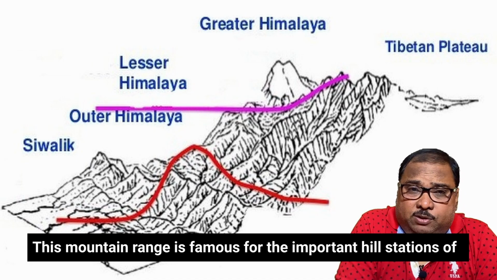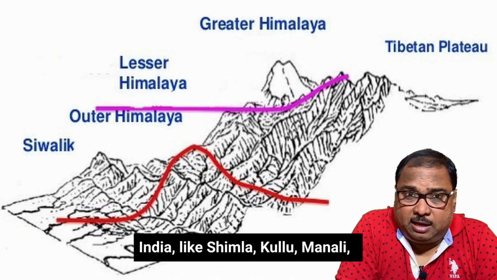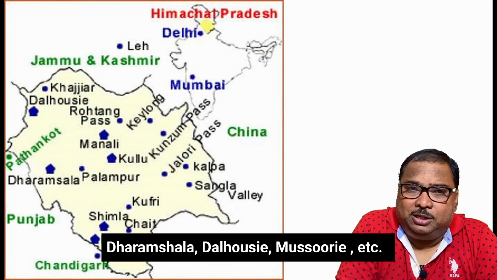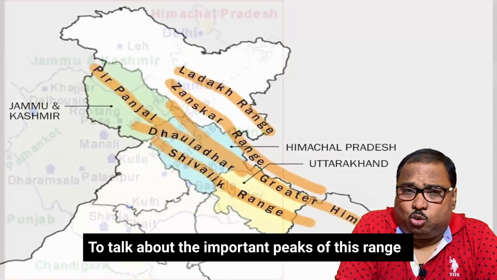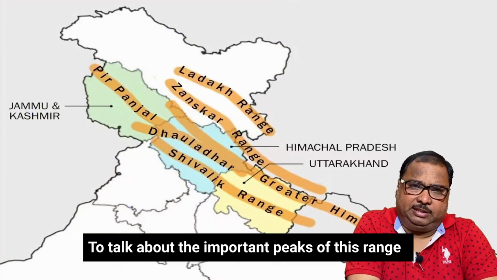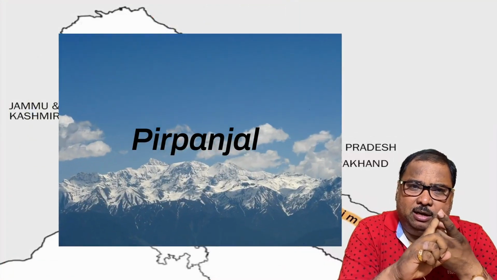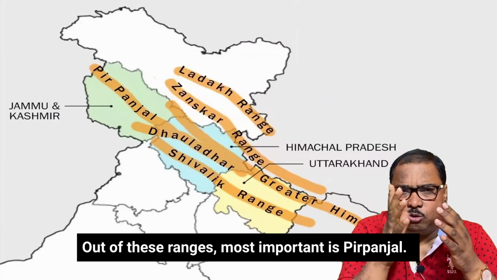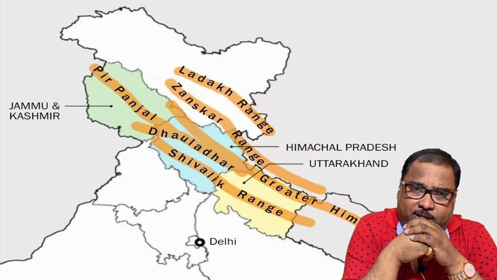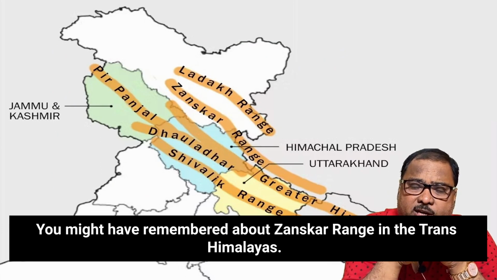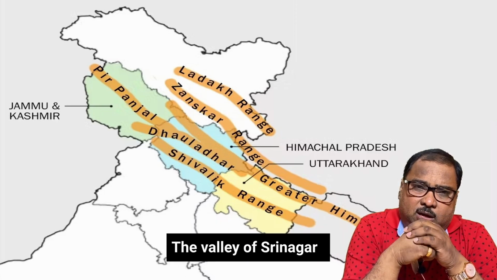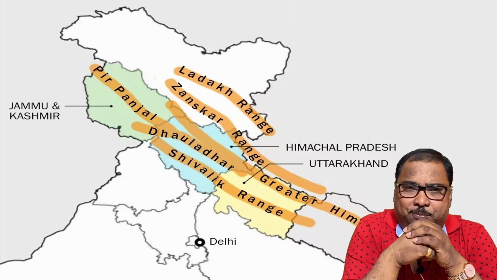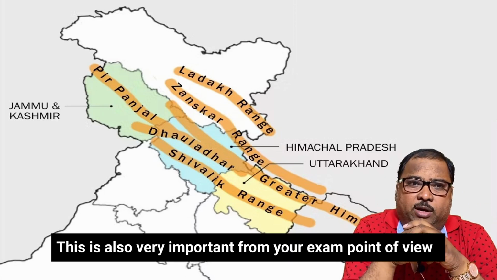This mountain range is famous for the important hill stations of India like Shimla, Kulu, Manali, Dharamshala, Dalhousie, Mussoorie, etc. To talk about the important peaks of this range, Pir Panjal, Nagtibba, Dholadhar, Mahabharat, Mussoorie. Out of these ranges, most important is Pir Panjal. You might have remembered about Zaskar range in the Trans-Himalayas. The valley of Srinagar in Kashmir is located between Zaskar and Pir Panjal. This is also very important from your exam point of view.